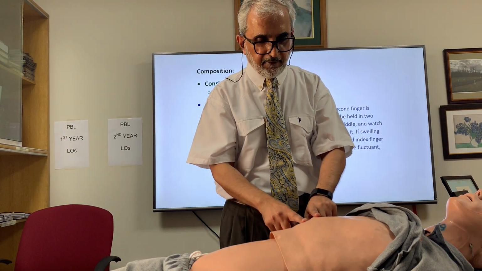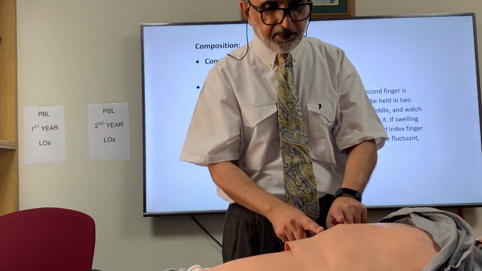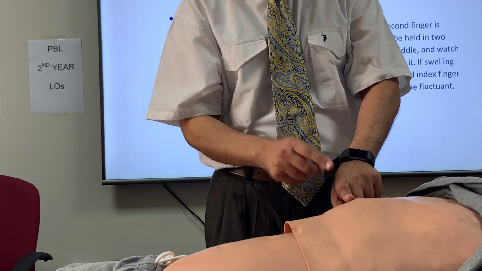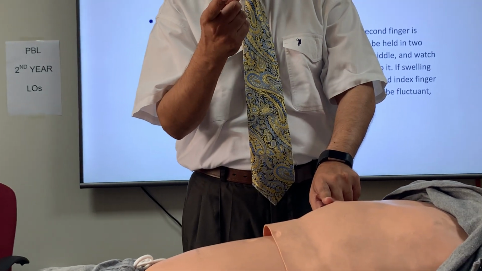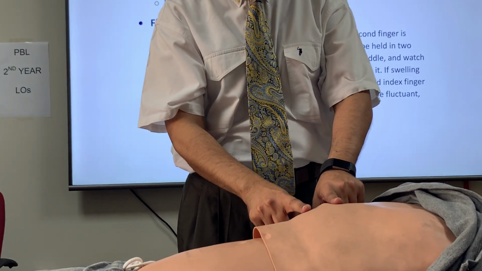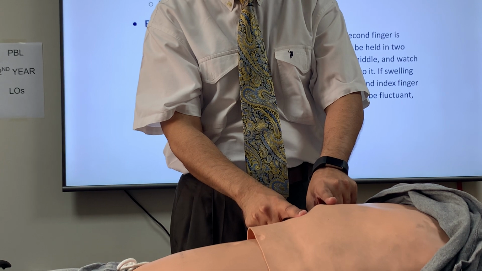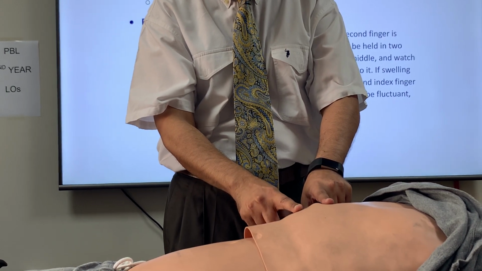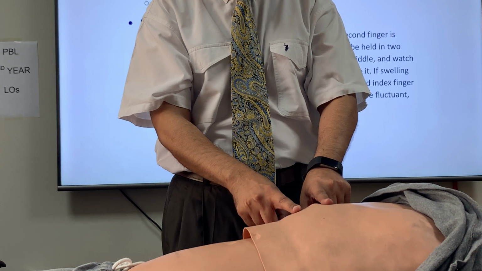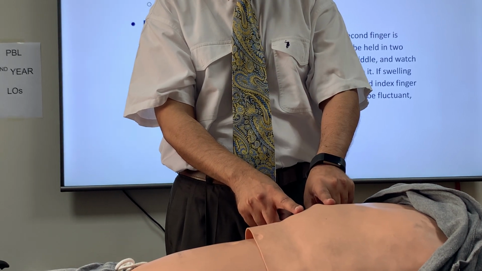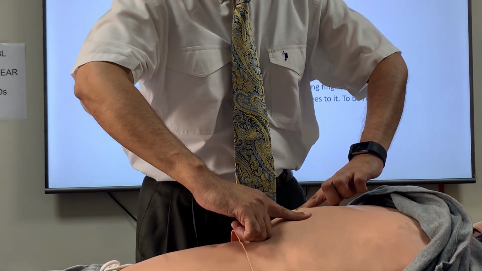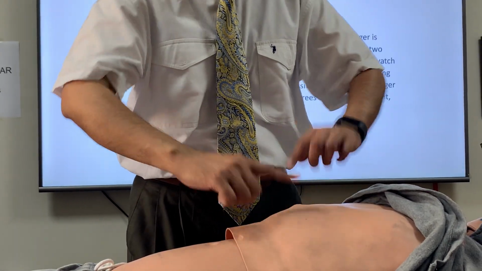You see? When I press, it moves slightly up. You may not be able to appreciate it on the camera, but I can actually see it from this angle. It is going up. See once again. In order to confirm it is fluctuant, you have to do it at 90 degrees. And there is a reason for that.